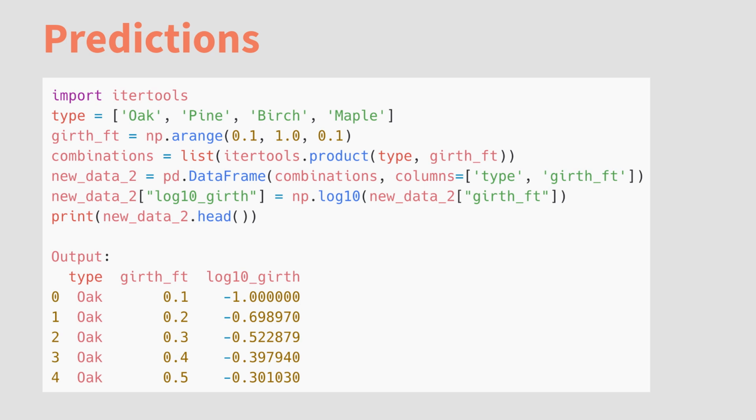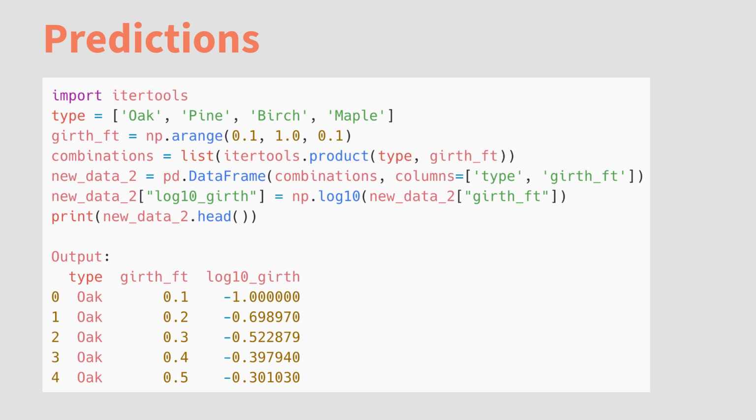The data frame this time contains both tree types and girths stored in the type and girth_feet variables respectively. To make combinations of our data, we will use the itertools package. First, we import the itertools package and then use the itertools.product method to generate all combinations of type and girth into a pandas data frame.